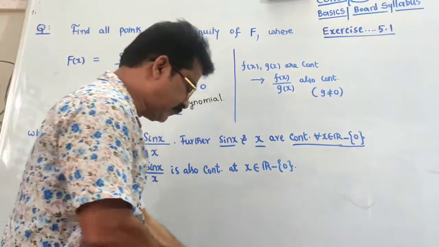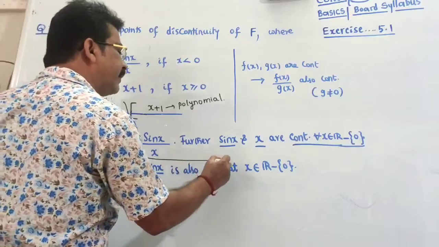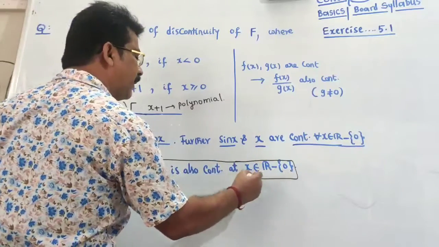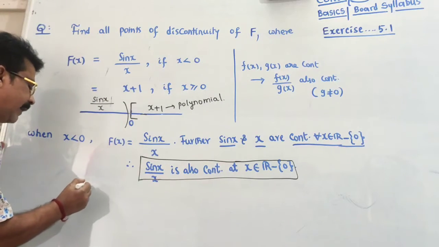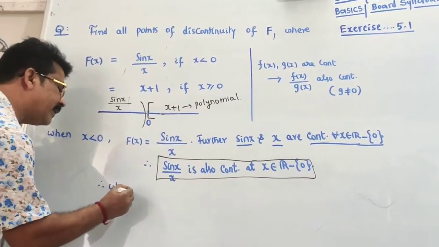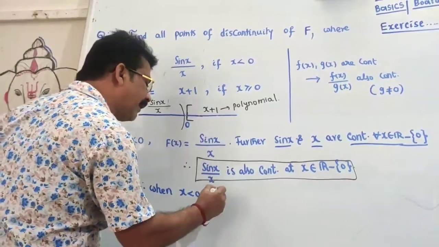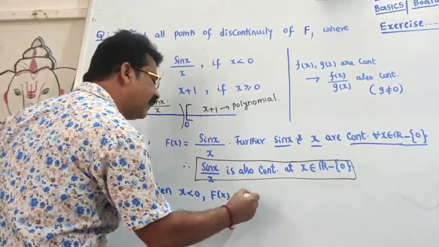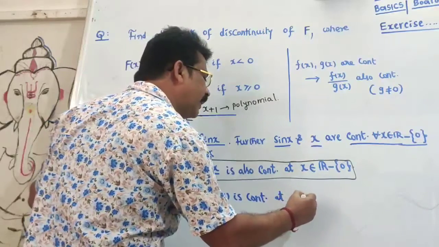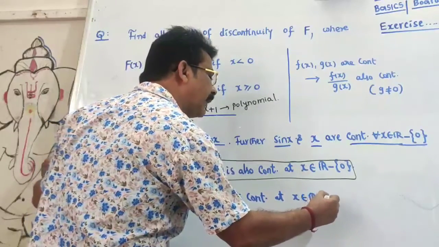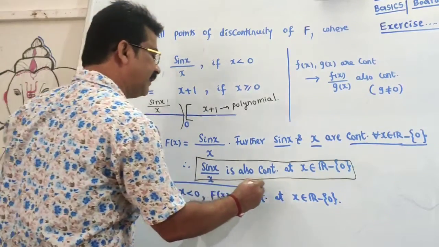Okay, so this is one result. sin x by x is continuous at x belongs to capital R minus 0. Therefore, when x less than 0, capital F of x is continuous at x belongs to capital R minus 0. Right, this is the main result.